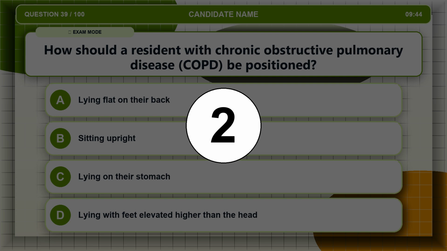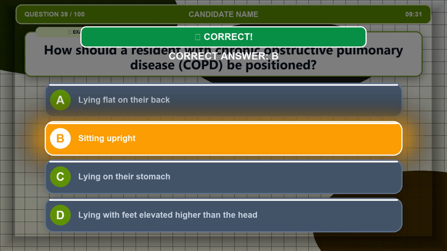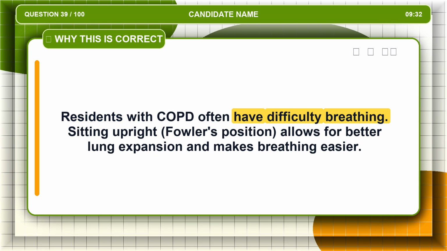The correct answer is option B, sitting upright. Residents with COPD often have difficulty breathing. Sitting upright, Fowler's position, allows for better lung expansion and makes breathing easier.